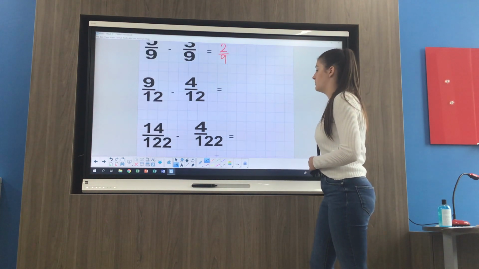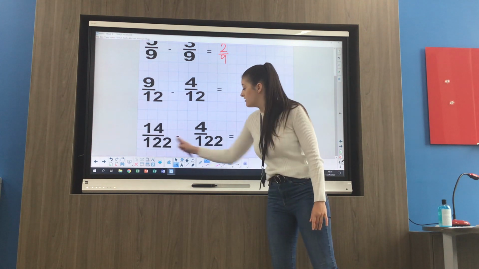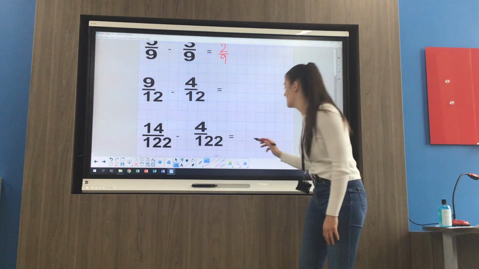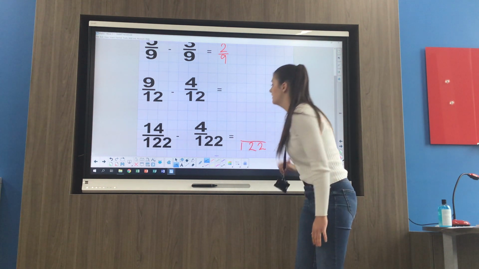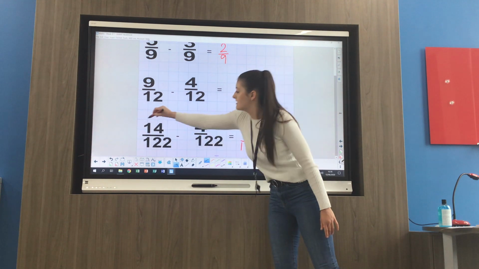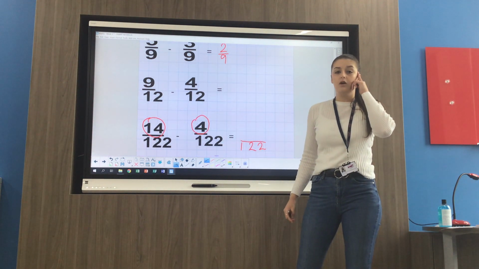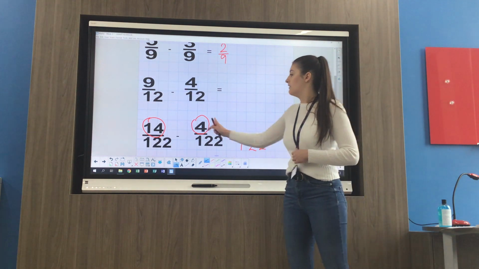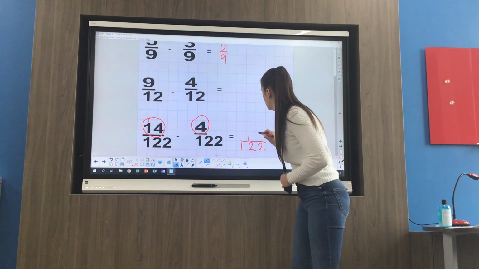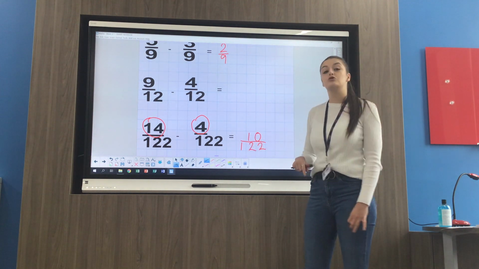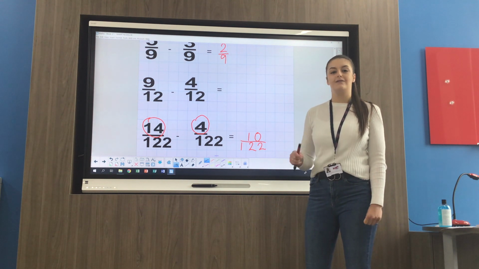Now, if we skip this one, it doesn't matter how big our denominators are. If they are the same, it stays the same. So I've got 122 as my denominator. And I'm just going to subtract my numerators. So 14 take away 4. Now if you're using place value, we know that 14 take away 4 is 10. If not, you can just count back. So I've got 10 out of 122. So good luck and replay the video if you're a little bit unsure.